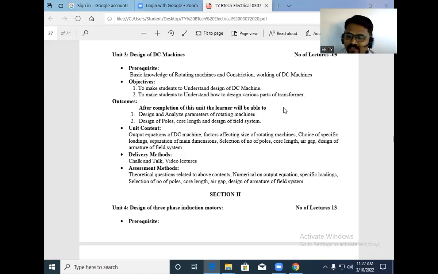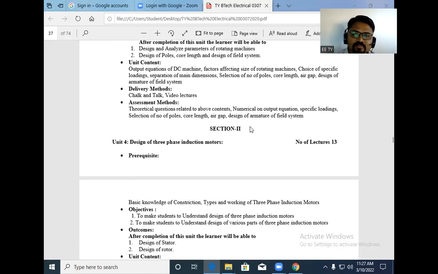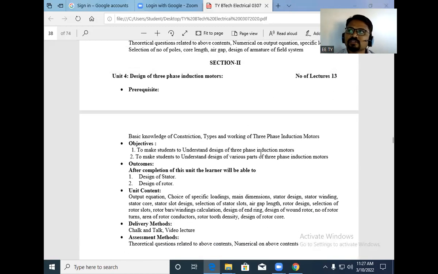Now give the heading section second. In that, unit number 4 or chapter number 4, what is that? Design of 3-phase induction motor. Give the heading design of 3-phase induction motor.